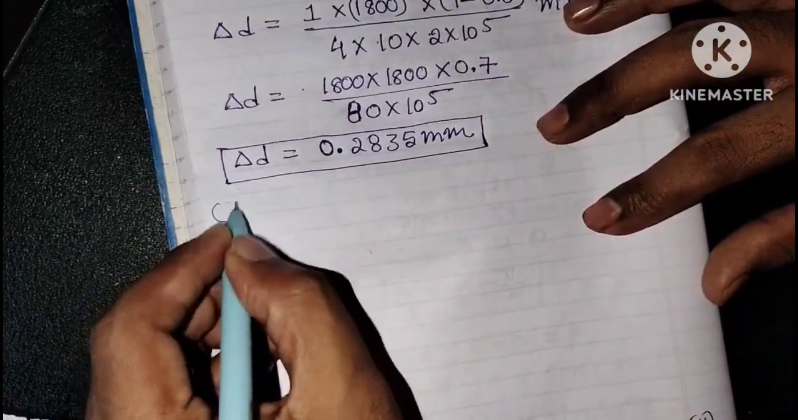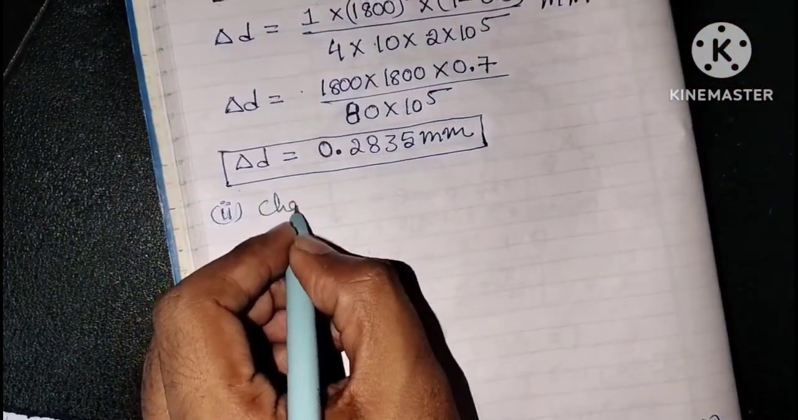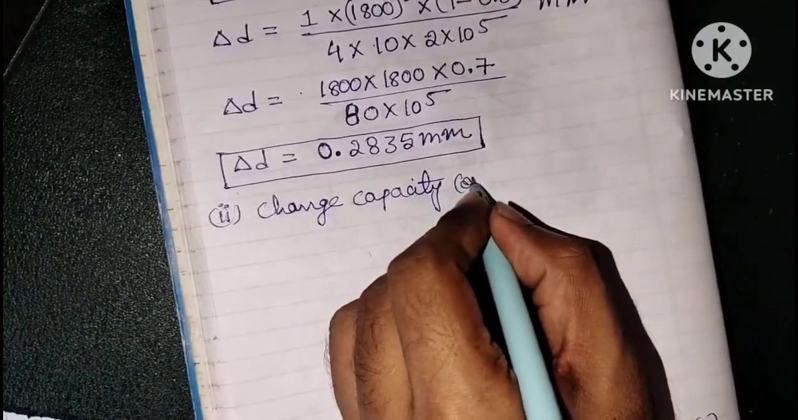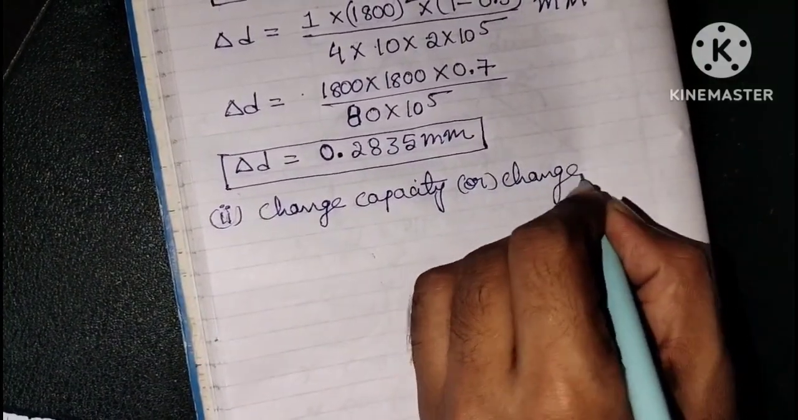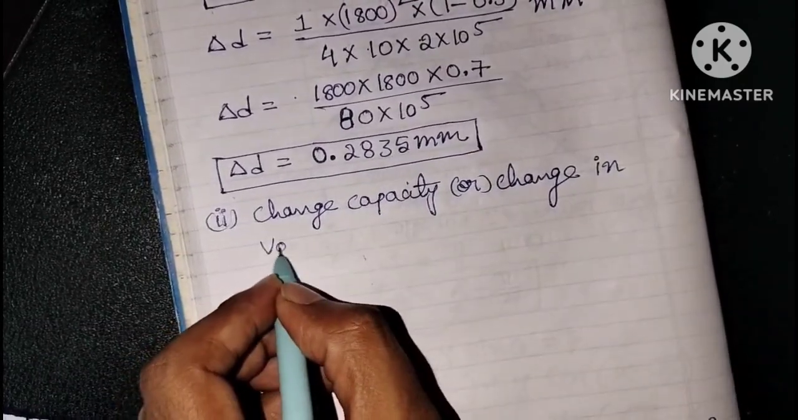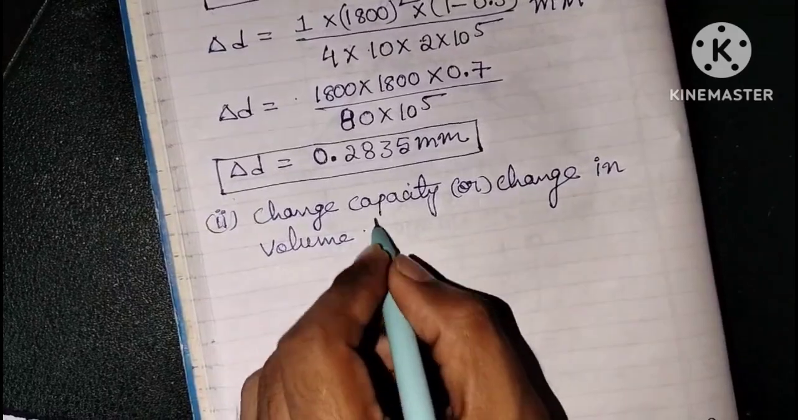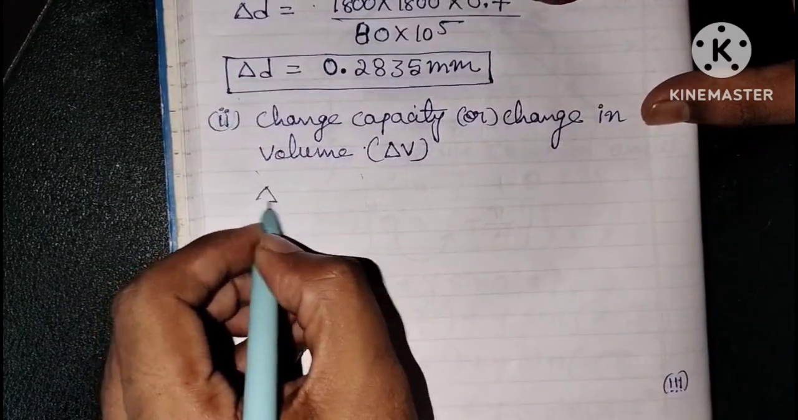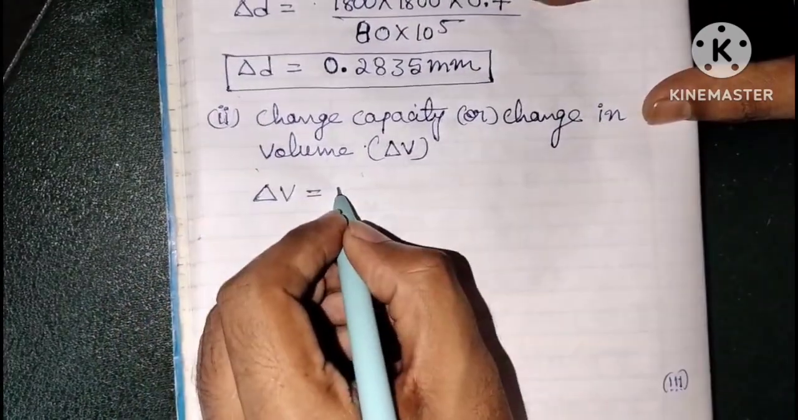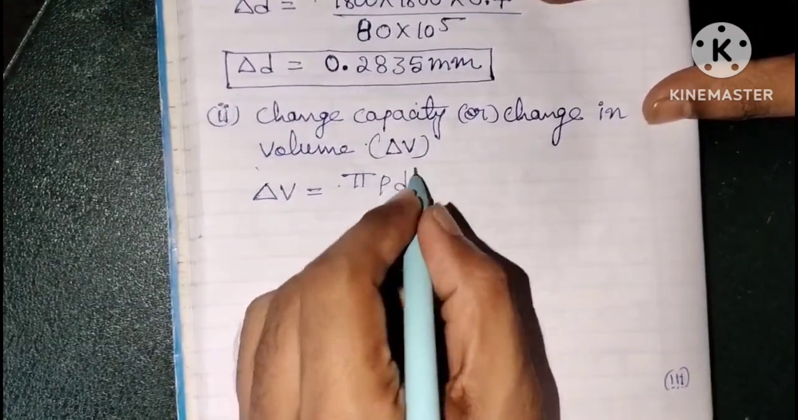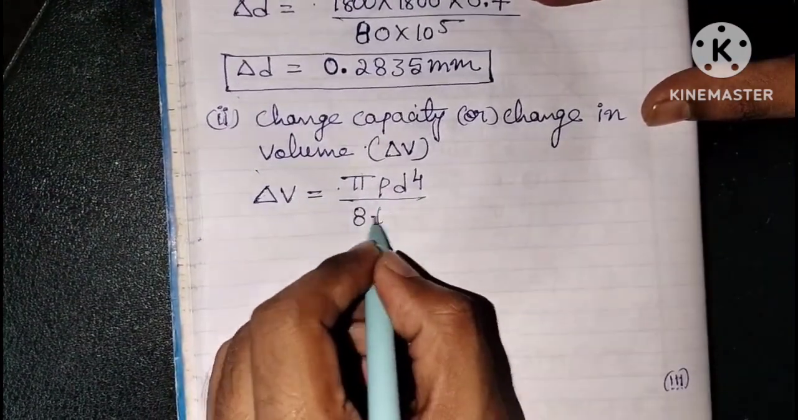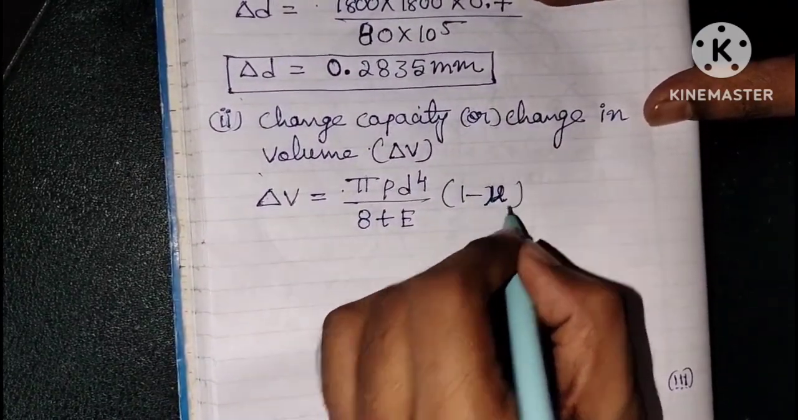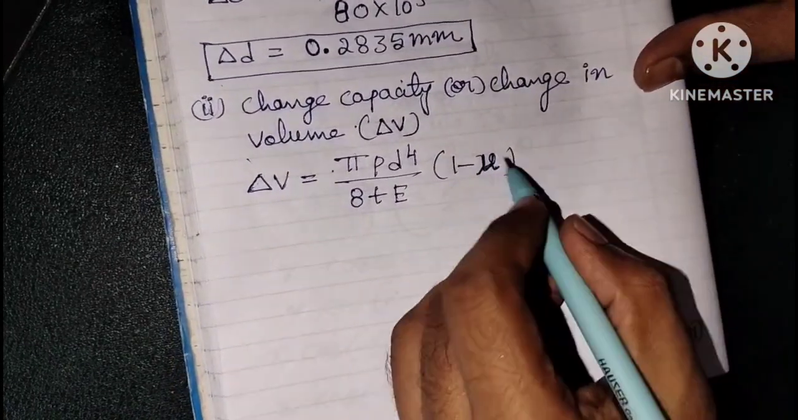And next one, change in capacity. Change in capacity is also known as change in volume. Change in volume is denoted by delta V. In case of thin spherical shell, delta V is equal to pi P D power 4 by 8 t E into (1 minus mu). Here mu means Poisson's ratio.